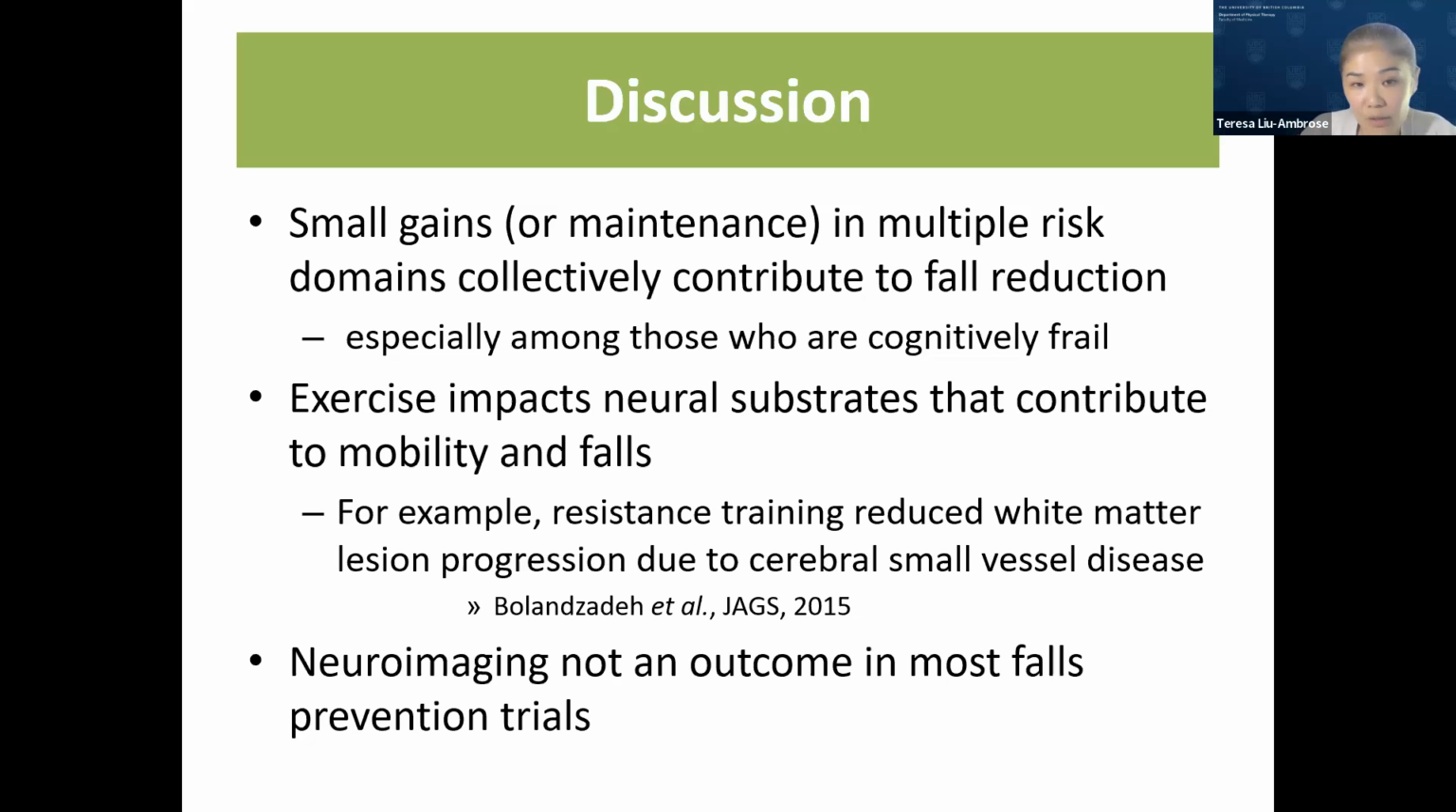So it could be that exercise impacts these neurocorrelates, but we typically do not include neuroimaging in falls prevention trials, so we can't really capture that effect. This could potentially be one of the reasons we see benefits on falls reduction, but not so much on some of the physical performance metrics. There may be something going on in the background that we're just not measuring, and it could be these neuroimaging metrics that are typically not captured in falls prevention trials.